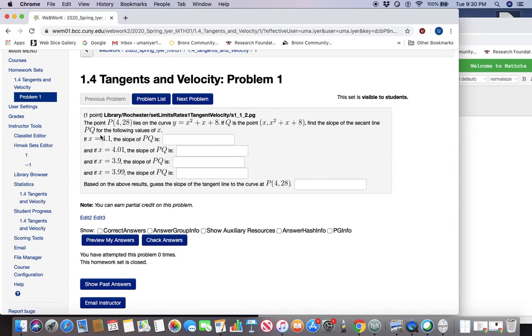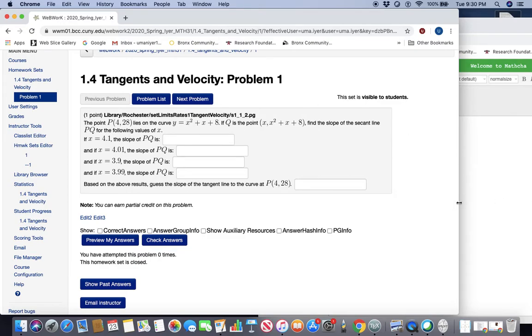But when you get x equals 4.1, well, we have to plug it into the expression for y and you will get the point Q, 4.1 and this expression. Once you have point Q, you can find the slope from P to Q. So you want to find that slope.